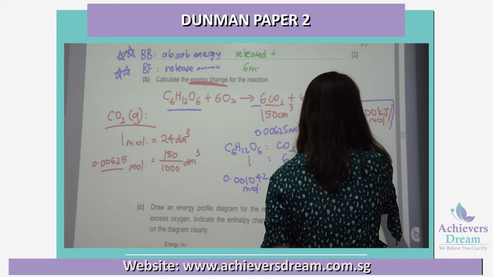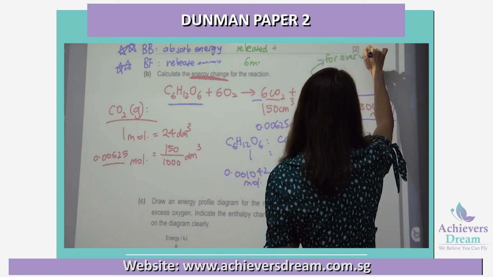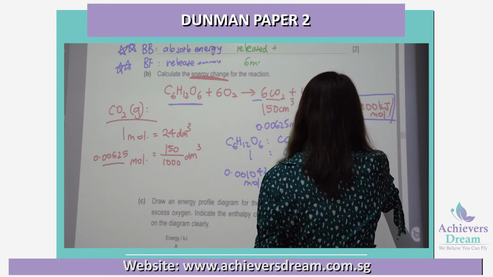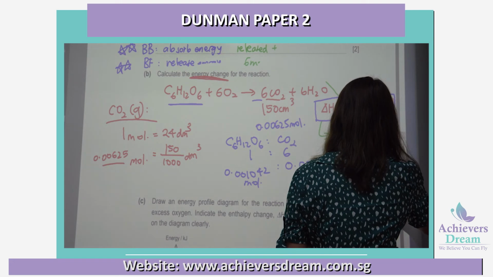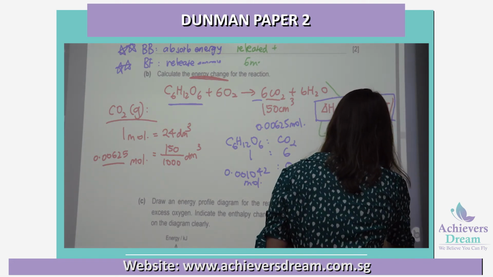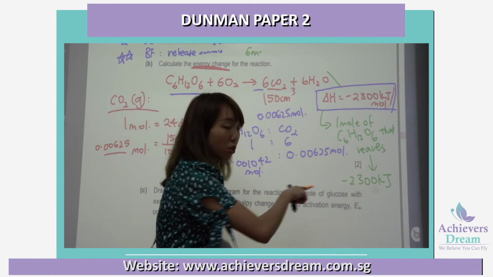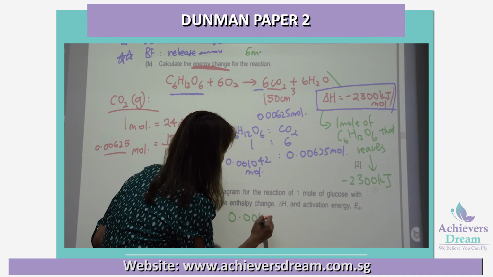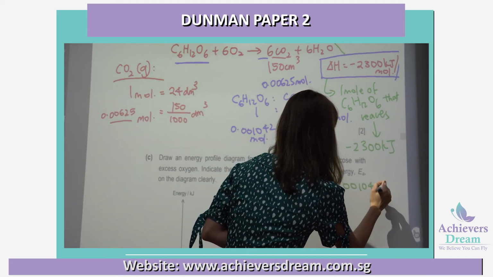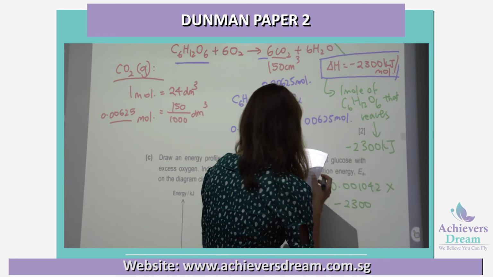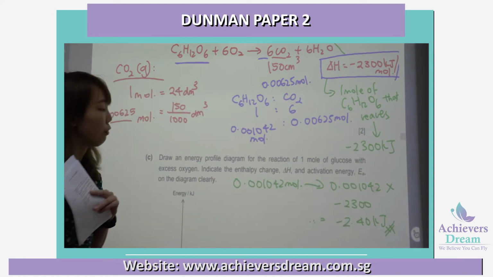You see, delta H is minus 2300 kilojoules per mole. What does this mean? It means that for every 1 mole of C6H12O6 that reacts, it will release 2300 kilojoules of energy, correct? So 1 mole of C6H12O6 releases minus 2300 kilojoule. How about 0.001042 mole of glucose? It will release 0.001042 times minus 2300. So the answer will be minus 2.40 kilojoules. This will be my enthalpy change for the reaction.